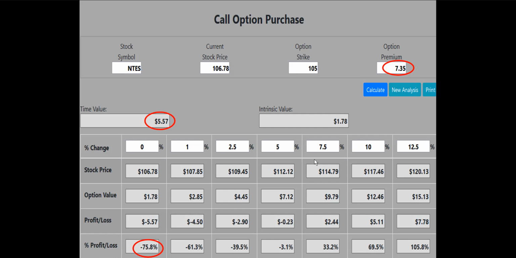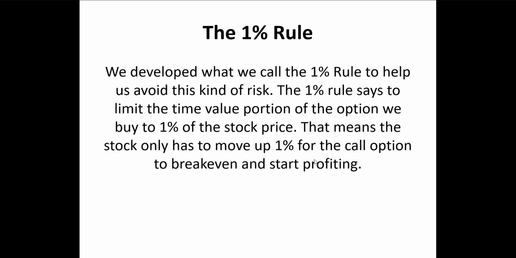Our call option calculator shows the profit potential for this call based on NTES price changes at option expiration from flat to a 12.5% increase in price. We can see that if the NTES stock price is flat at 106.78 at option expiration, the 105 call would lose 75.8% of its value. Ouch! This is an unacceptable risk. That kind of loss can wipe out a trading account in a hurry.